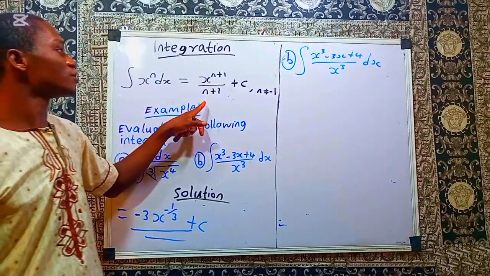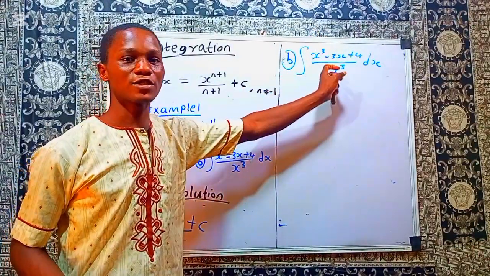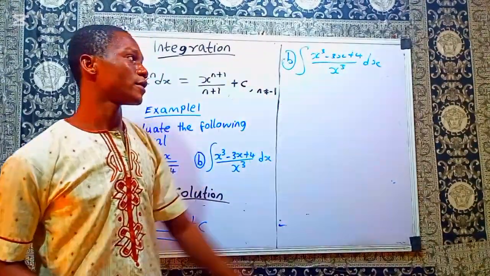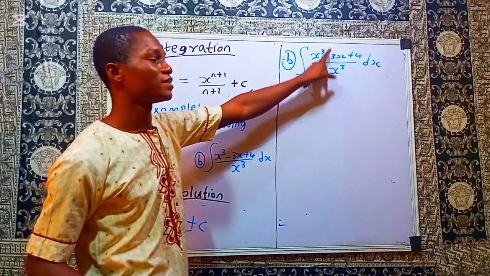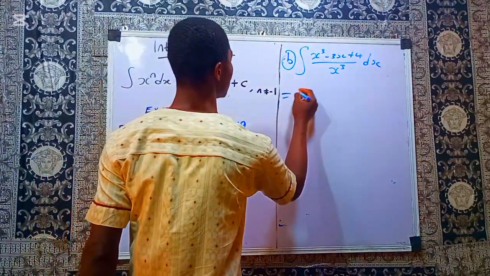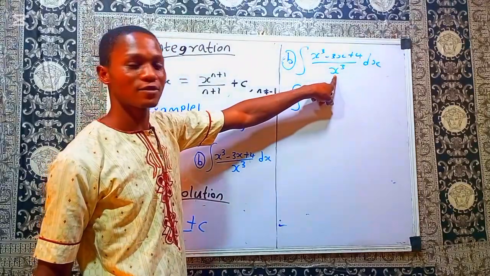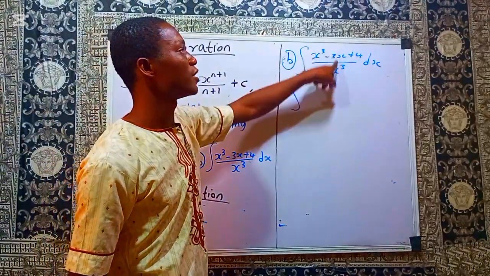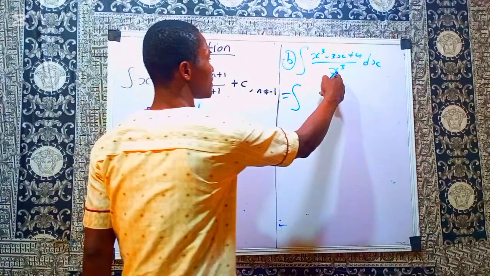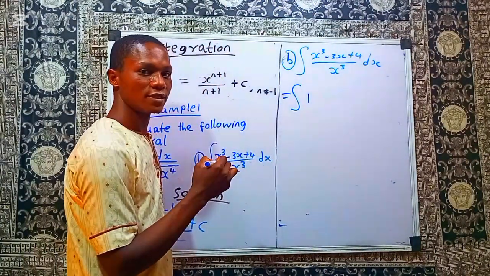Then for us to use it, we must get the powers of x in each term, right? So we need to simplify this to get the powers of x in each term. So this will be integral of, so we will use this x raised to power 3 to divide each term at the numerator. So x raised to power 3 divide x raised to power 3, you have 1, right?